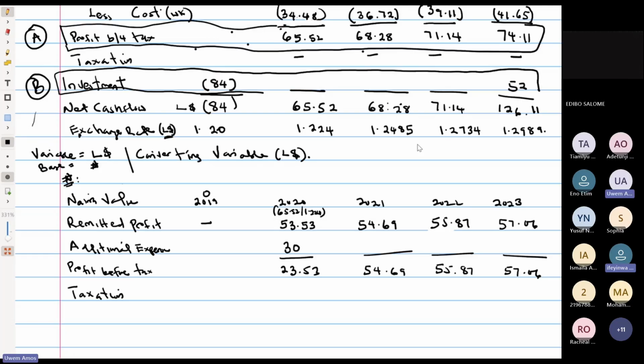So that is 74.11, because we're remitting the profit. We're not on the investment part yet. We're remitting the profit first, divided by 1.2989. Yeah, it's 57.06. Can you confirm that? We're not remitting it all; we're splitting it into two. We're remitting the profit first because we need to calculate tax on the profit. Then we're bringing in the investment part after that. So it's 57.06, please. It's correct. Please reconfirm that. Okay, it's correct.